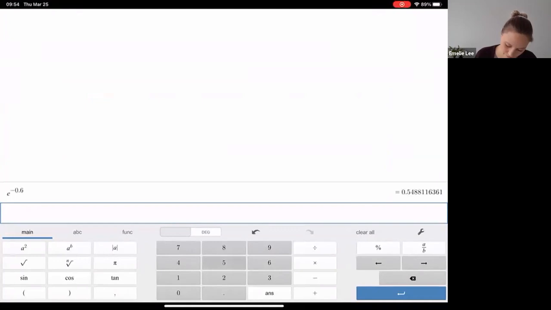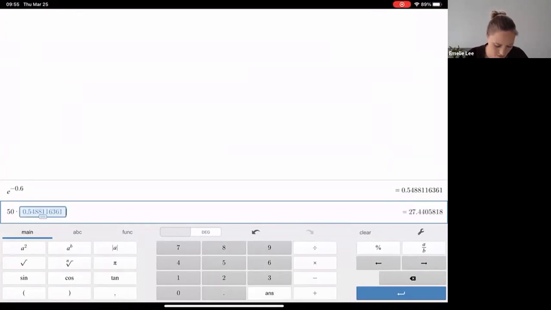So then I can go back and now I can say, let's do another one. 50 times, and then how do I do the previous answer on here? Oh yeah, see the ANS button? It's down here by the plus. I use that all the time where I insert the previous answer. So it'll just take the most previous answer and insert it, right? I use that a lot. And it'll even show you what the previous answer was, just in case.